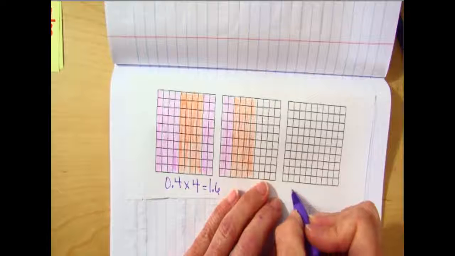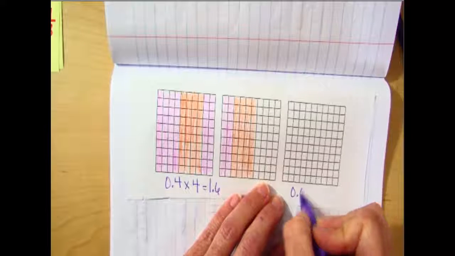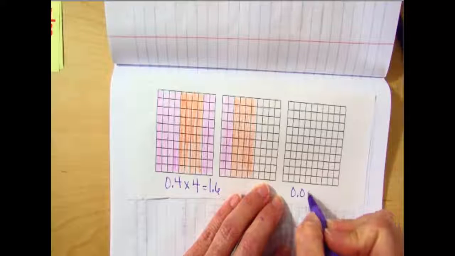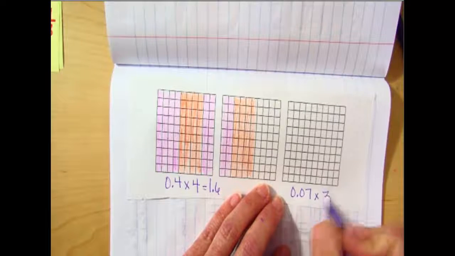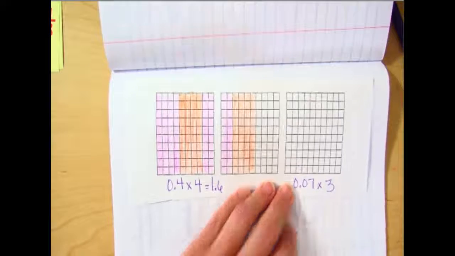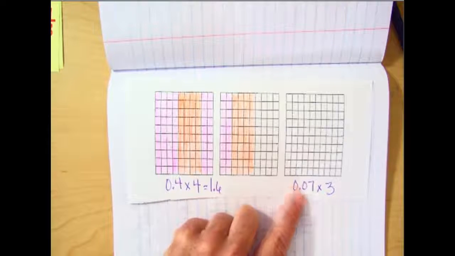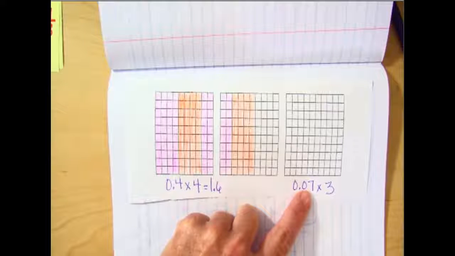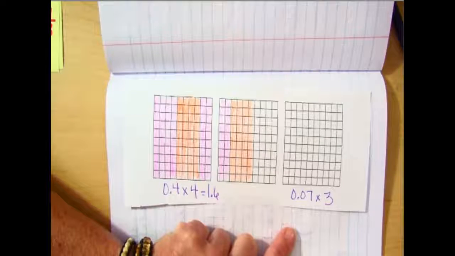Now, sometimes you're going to take something small. Let's say 7/100 times 3. Now, I'm not going to be shading in entire columns. What am I shading in? Yeah, how many squares do I need to shade in for 7/100? 7. Now, this is when people start going really fast and making silly mistakes.